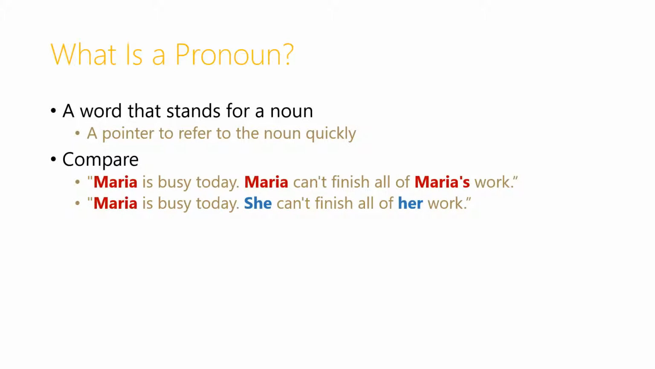Compare these two sentences. Maria is busy today. Maria can't finish all of Maria's work. Now compare that with: Maria is busy today. She can't finish all of her work. Which one sounds more natural? Well, the second one. The first one repeats Maria's name several times unnecessarily, and instead, in the second, we use a pronoun to point back to Maria, she, and her.